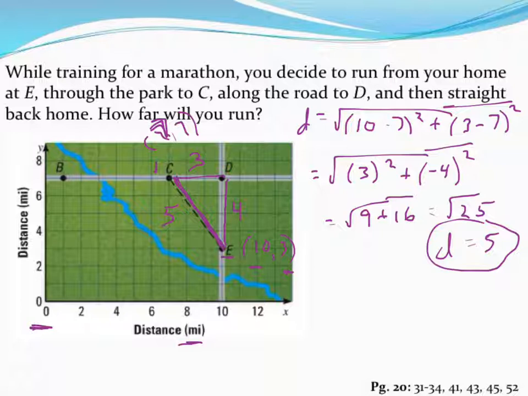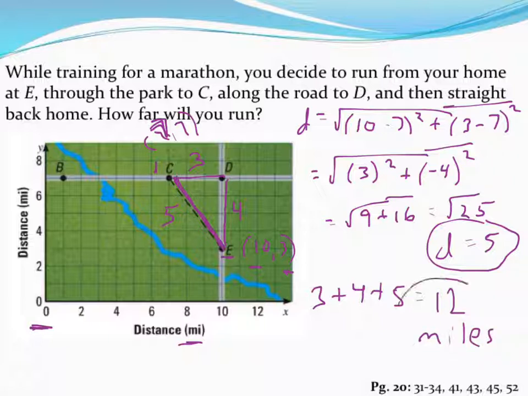Because I want to know the total distance I run around this path, I'm just going to go ahead and add those 3 sides together. 3 plus 4 gets me 7. Add another 5 onto that, and I have a total of 12. Any story problem, you should probably label your answer. So let's go ahead and call that 12 miles. Yay for running.